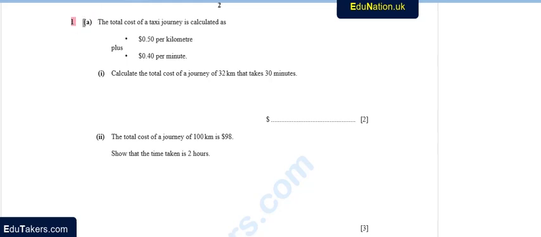Question number 1, Part A. The total cost of a taxi journey is calculated as $0.50 per kilometer plus $0.40 per minute. Calculate the total cost of a journey of 32 kilometers that takes 30 minutes.